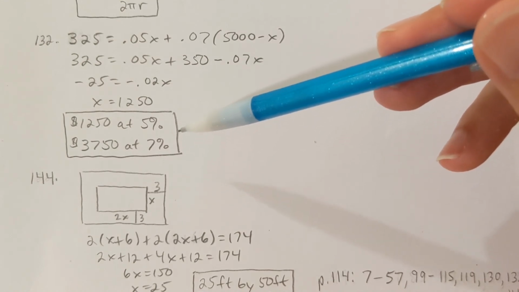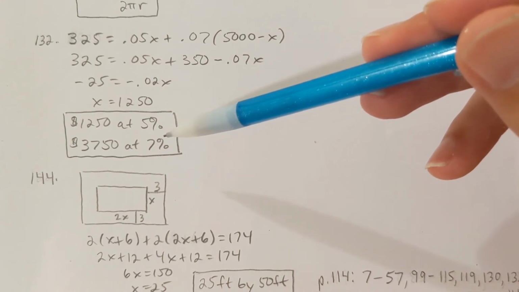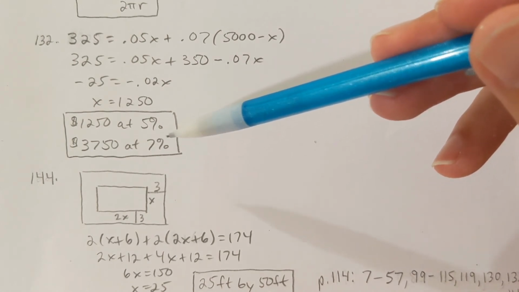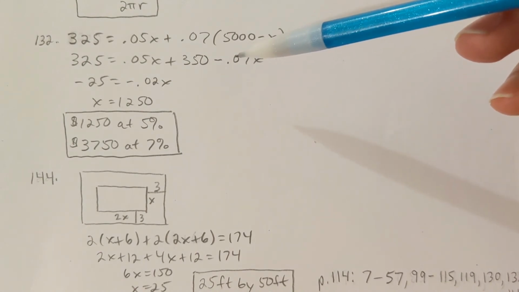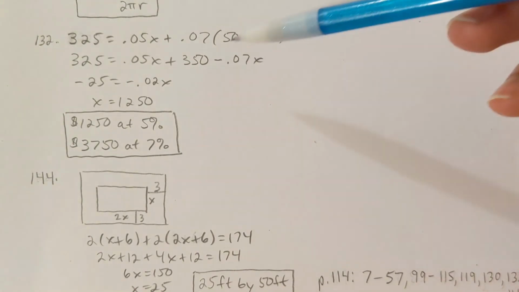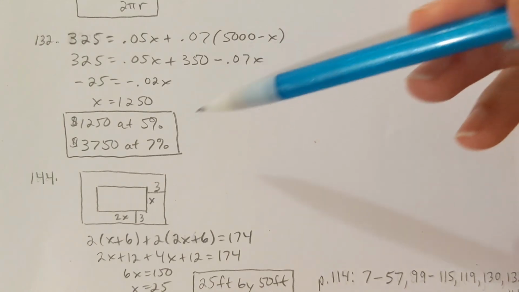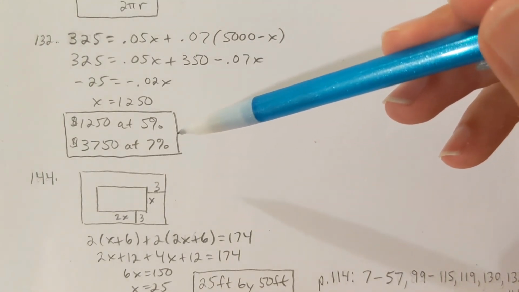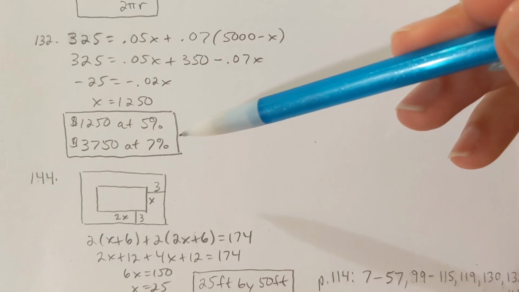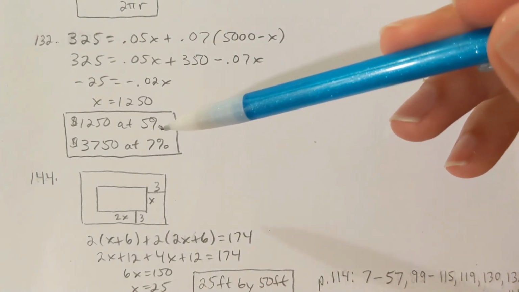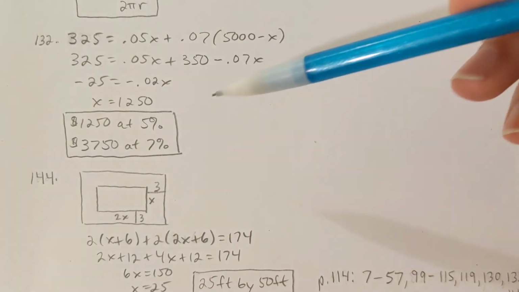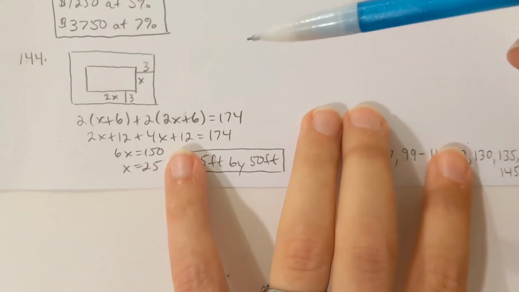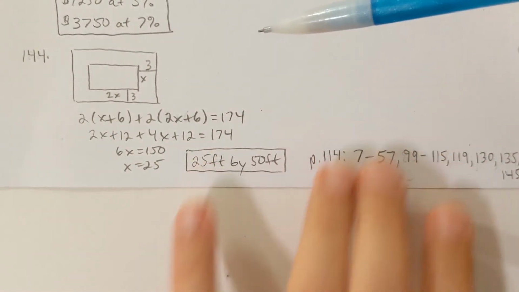Okay, and by the way, I guess it makes sense because more money was invested at the 7% rate. Probably the whole thing should have been invested at the 7% rate, but you know, there's a limit. So $3,750 is invested at 7% rate. Okay.